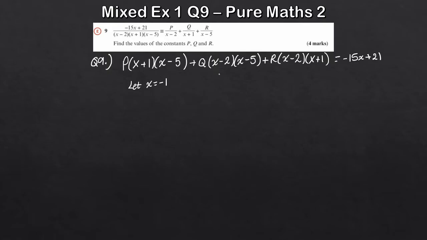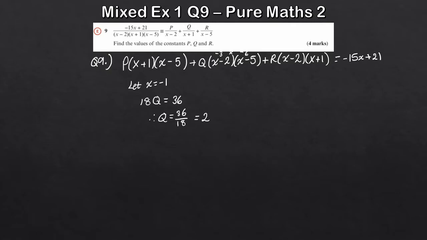If x is minus 1, we get minus 1 minus 2, so that would be minus 3, and then we're going to times that by minus 1 minus 5, minus 6 there. So minus 3 times minus 6 gives me 18q. And that's going to be equal to minus 15 times minus 1, so that's 15, plus 21, giving us 36 there. Nice and easy now, just divide both sides by 18 to give us 2 for q. So that's our first value.